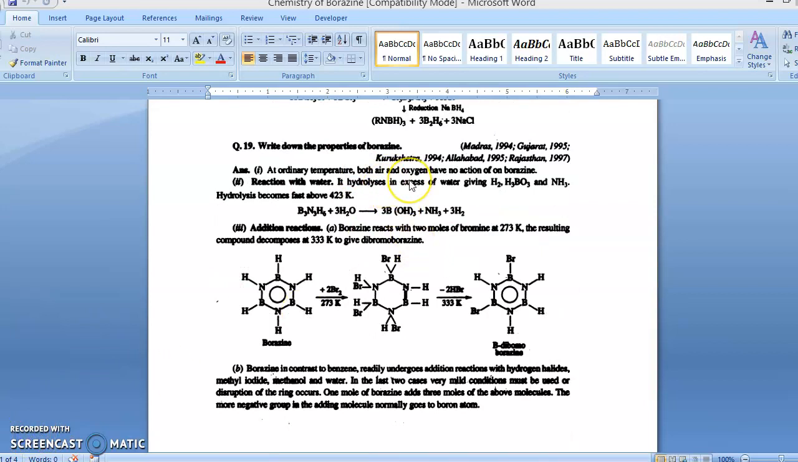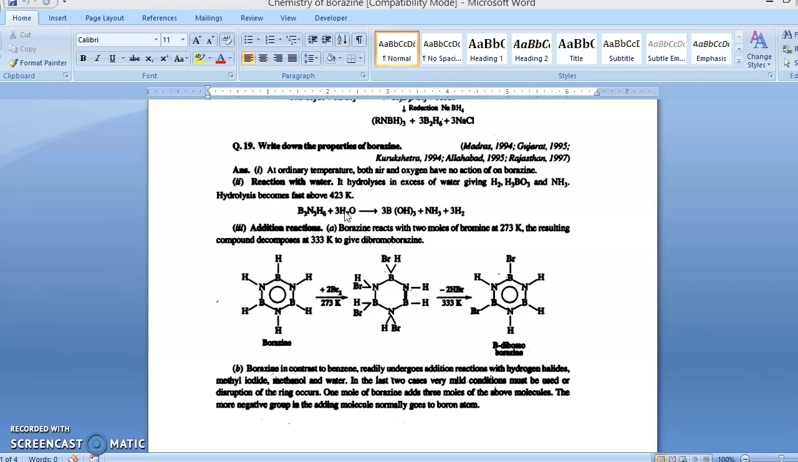Now I am going to talk about the properties of borazine. So at ordinary temperature, that means at room temperature, Borazine does not react with air and oxygen, but when Borazine is reacted with water, it will provide boron dihydride compound, and this hydrolysis takes place above 423 Kelvin temperature.